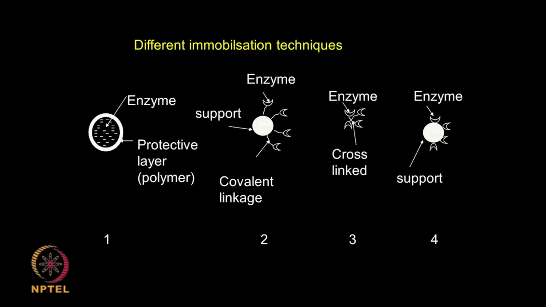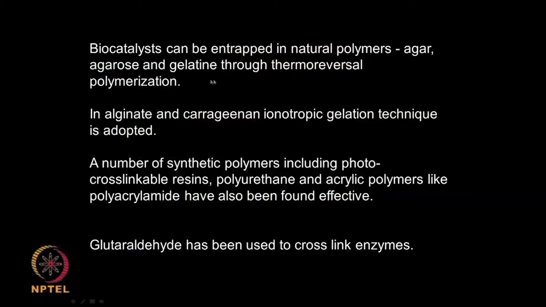Of course, the enzyme may lose a little activity, but generally they are kept for a very long time. Especially immobilized enzymes stay active much longer than native enzyme, and if you are doing any reactions, we can do it for many cycles without any problem. Biocatalysts can be entrapped in natural polymers like agar, agarose, gelatin, alginate, carrageenan. So, we can use all these type of biopolymers. Okay. A number of synthetic polymers also we can use, like polyurethane, acrylic polymers, acrylamide. Okay. Glutaraldehyde has also been used for cross linking enzymes in support.